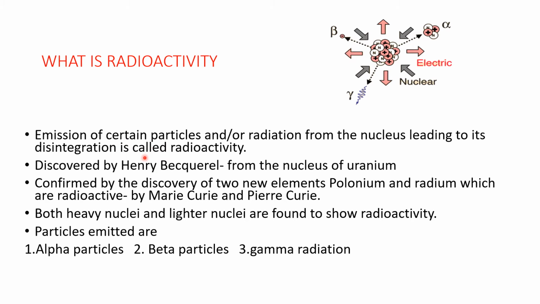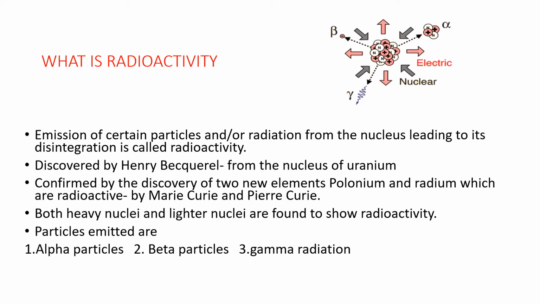The word radio is used here because the nucleus will emit radiation or some kind of a particle which has got very high velocity. So therefore people call it radioactivity, and that is how we come to know whether a sample is disintegrating or not, only by measuring the radiation coming out of it. This was discovered, of course, by Henry Becquerel in 1896 from the nucleus of uranium, and this phenomenon was confirmed a couple of years later by Pierre Curie and Marie Curie when they discovered two elements, polonium and radium.